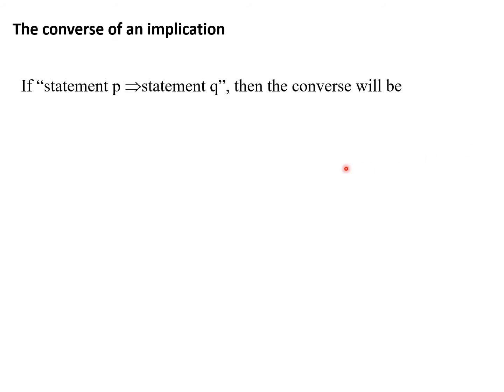So how do we actually find the converse of an implication? If statement P, then statement Q, then the converse would be written as: if statement Q, then statement P, because it's the converse. That's the guide to write the converse statement of an implication.